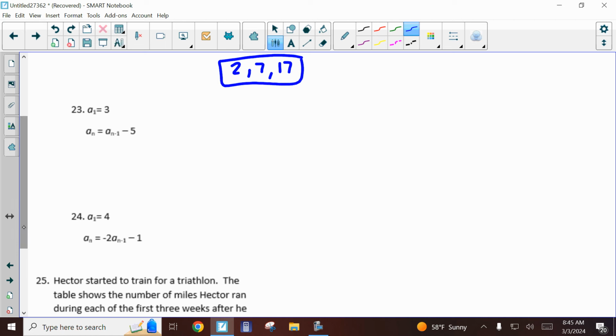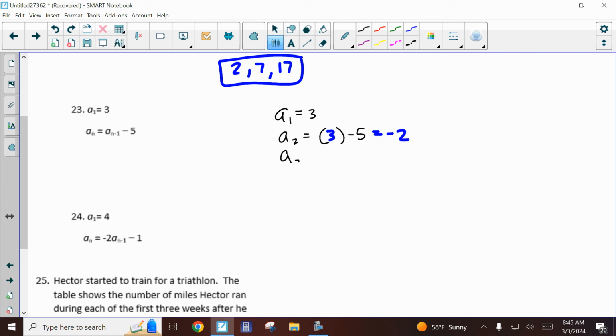Okay, next one. The next one says first number is 3. A1 equals 3. So A2 is found by taking the previous number and subtracting 5. So I'm going to take the 3 and minus 5, so that's minus 2.